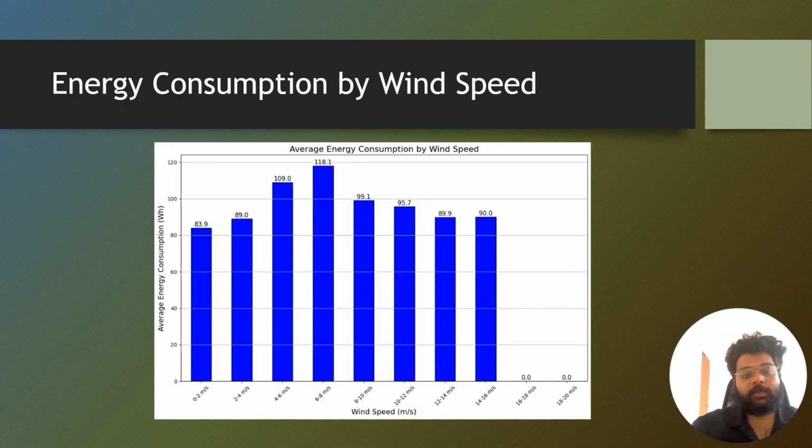This figure represents a bar chart of the consumption of energy with the change in the speed of wind. The chart indicates that there is average energy consumption of 118.1 watt hour when the wind speed is between 6 m/s to 8 m/s, and 83 watt hour when the wind speed is 0 to 2 m/s.